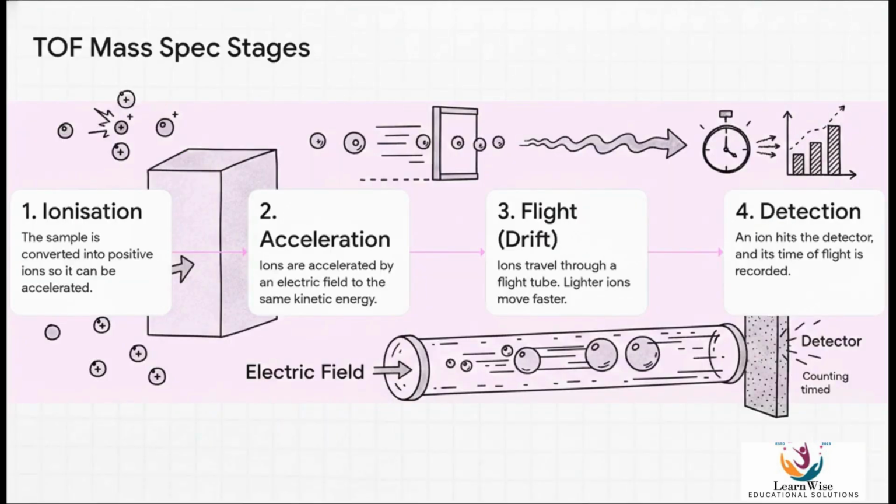Okay, this race has 4 main stages. First, we have to turn our atoms into positive ions so we can actually control them with electric fields. Then, we line them up and accelerate them, giving every single one the exact same amount of kinetic energy. After that, they fly down a long straight tube, and finally, they smack into a detector at the end, which times their individual races and counts how many of each type of atom finish.